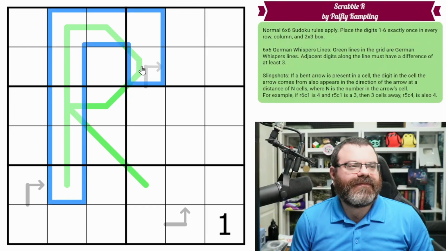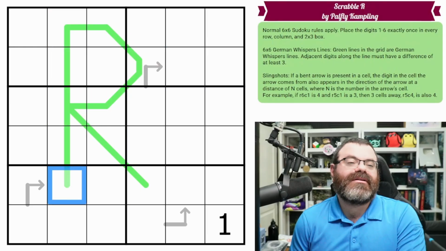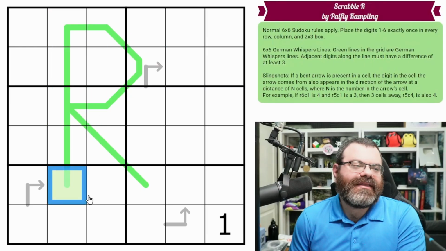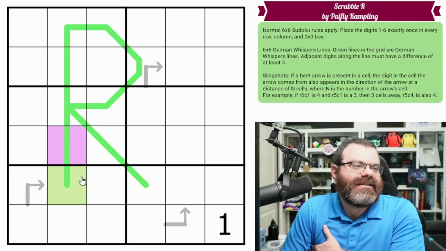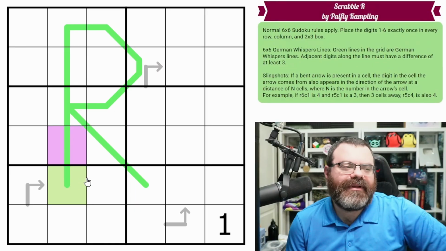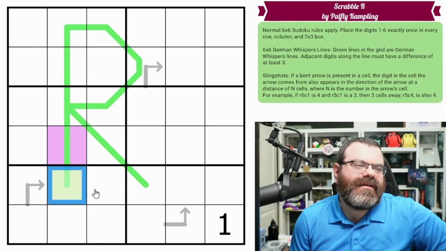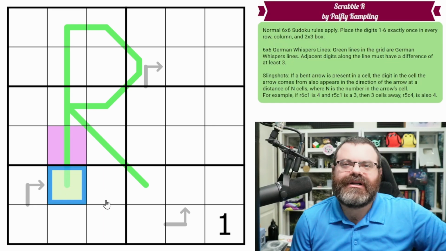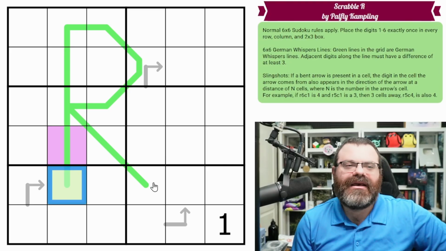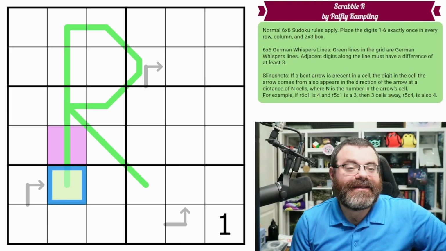All right, with German Whispers, the first thing I like to do is color. Now, what are we coloring? Well, let's talk about it. I'm going to make this green and this purple, and I'll explain why in a second. German whisper lines always alternate low, high, low, high. Low being a 1, 2, 3, high being 4, 5, 6. The difference of 3 is specifically tuned for that, which is why it changes depending on your grid size.